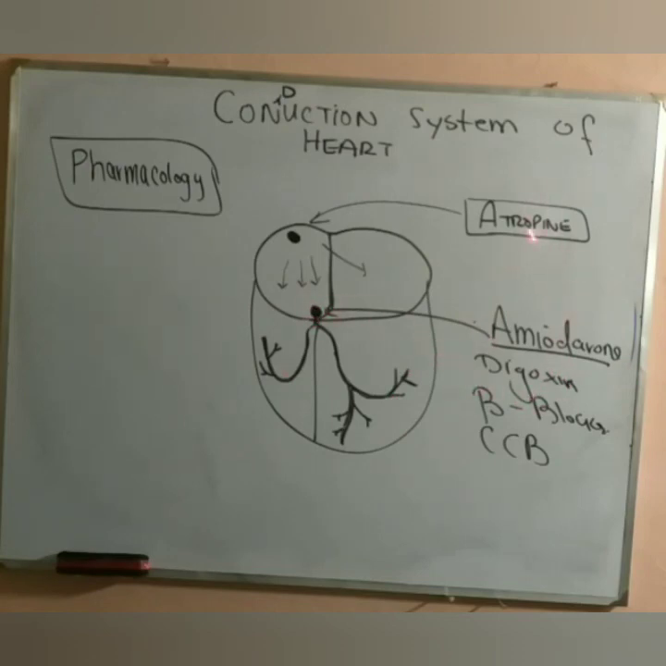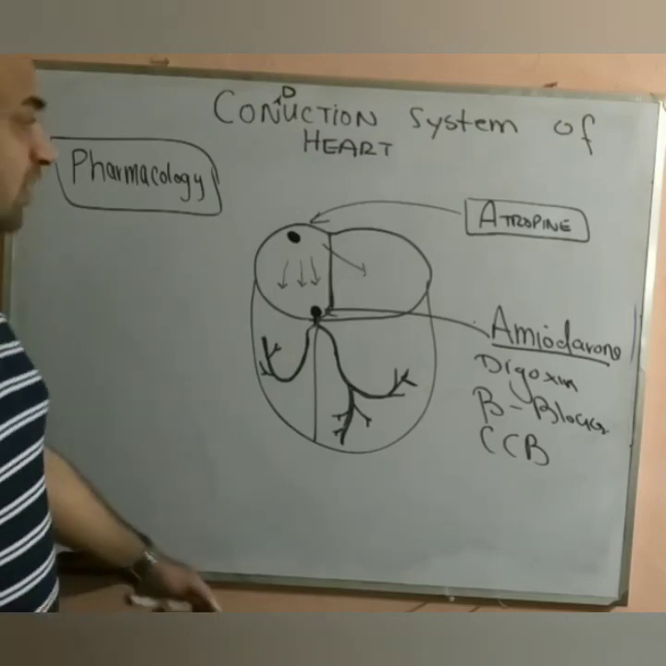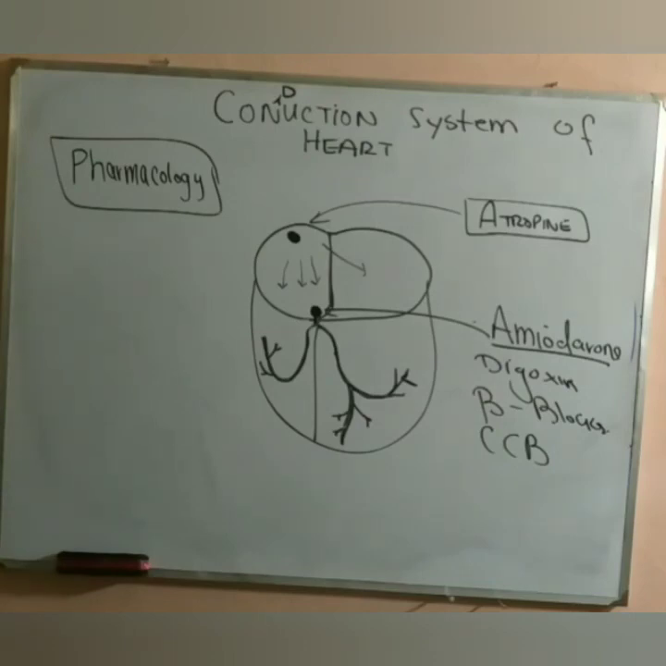Atropine is one kind of drug which has its effect on the SA node. So the conduction system of the heart is very important. Knowing the physiology, pathology, anatomy, and the pharmacological drugs which have an effect on this conduction system is very important for a doctor to understand.